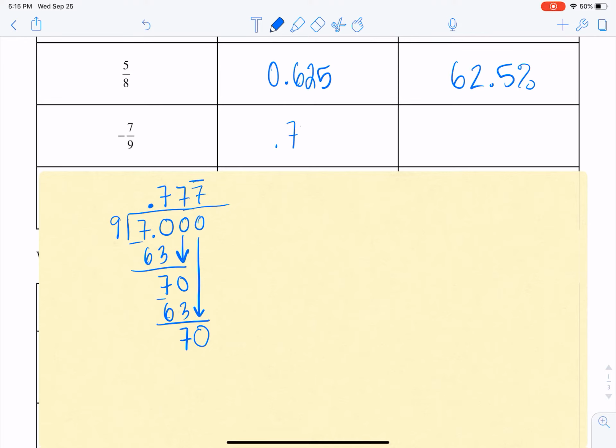So 0.777, and we can stick our line over the 7 here. So 0.7 repeating times 100% will give me 77.7 repeating percent.